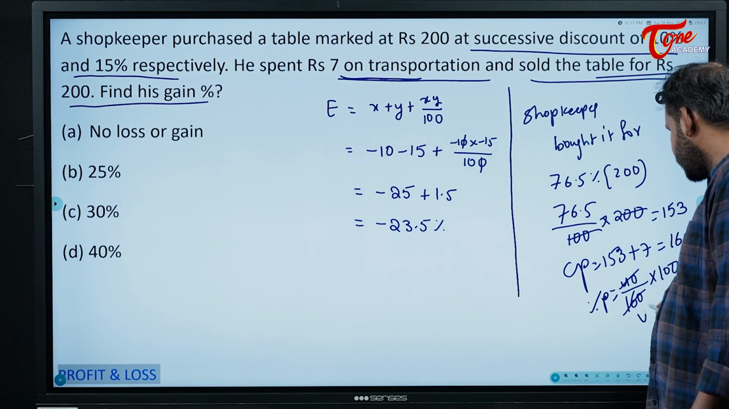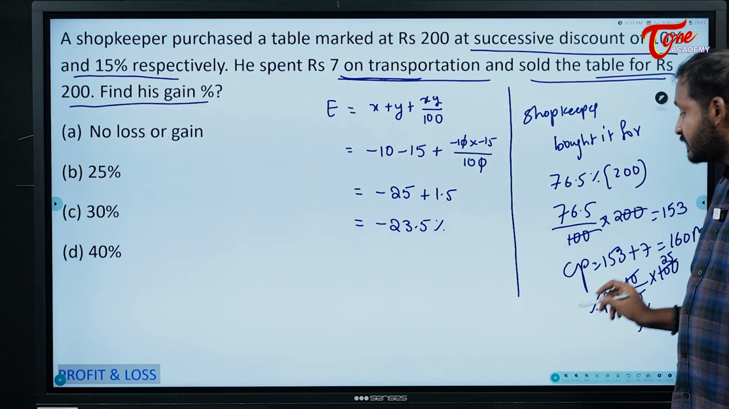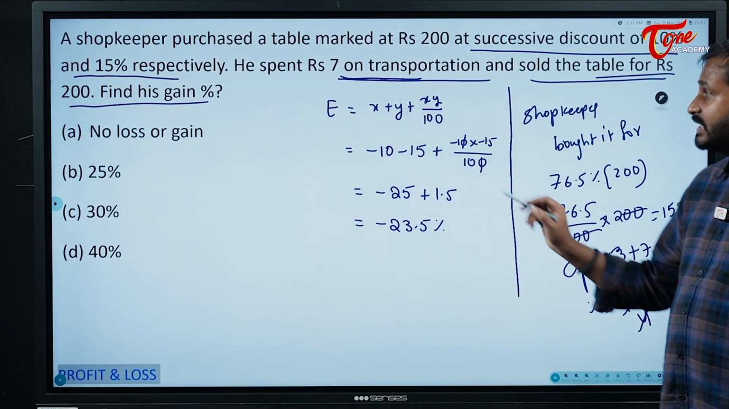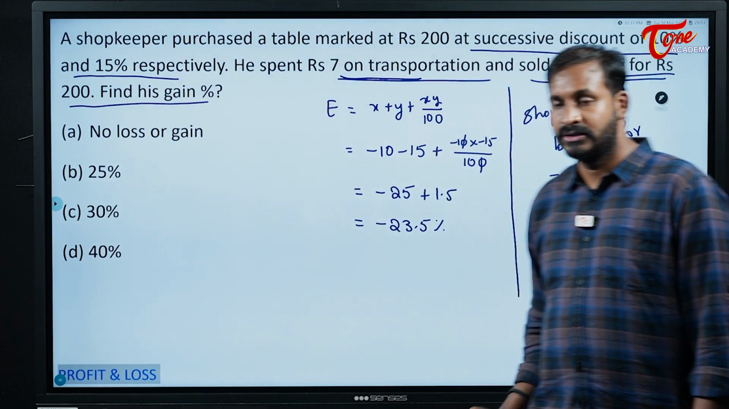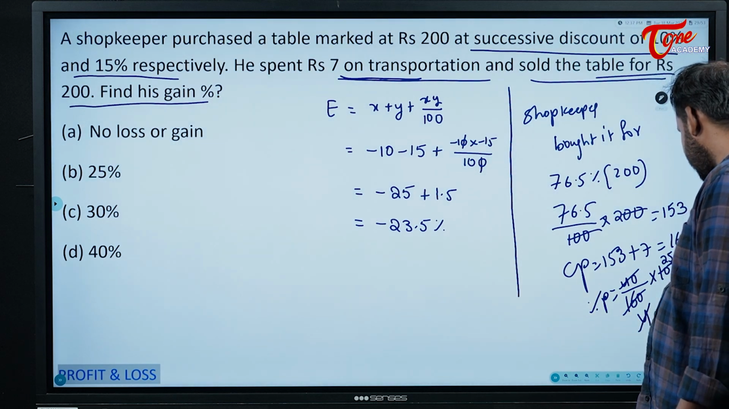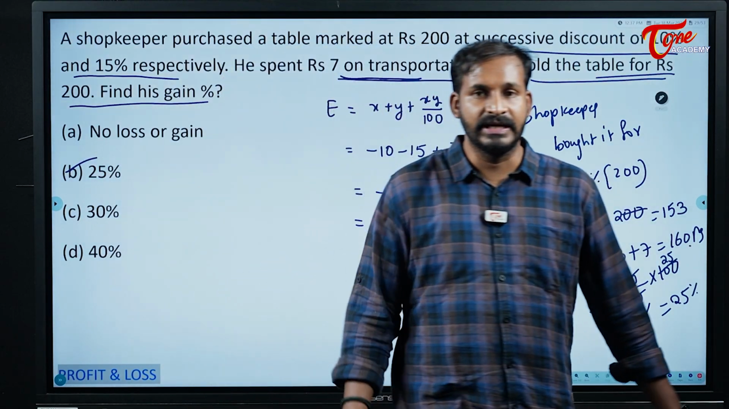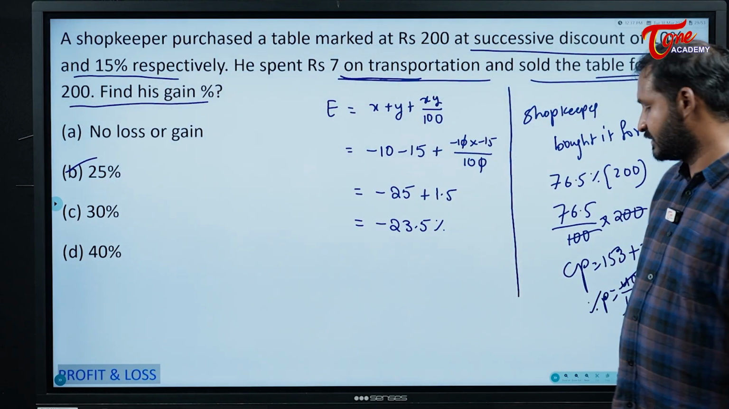1 times, 4 times, 4 times, 25 times. See students, how I have written the profit as 40: his total cost price is 160 and the given selling price is 200, so the profit is 40. So you will get this value as 25%. He will get a gain of 25% in this case.